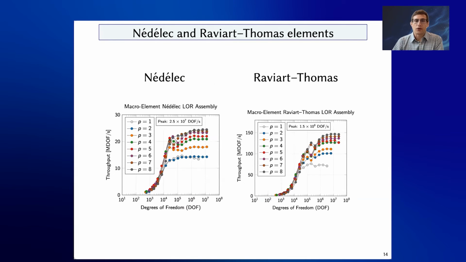I mentioned that these methods work for problems in HCurl and HDiv with Nedelec and Raviart-Thomas elements, and we get good performance there. So the same strategy for assembling the matrices applies in those cases, and we get good performance here, 25 million degrees of freedom per second for Nedelec, and for Raviart-Thomas, 15 million degrees of freedom per second. Excuse me, I read it wrong. The reason that there's a difference between Nedelec and Raviart-Thomas has to do with the connectivity structure between the different finite elements, how they're glued together.